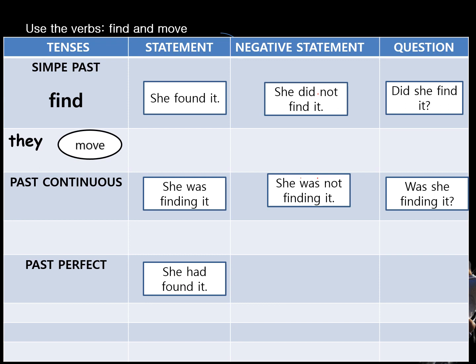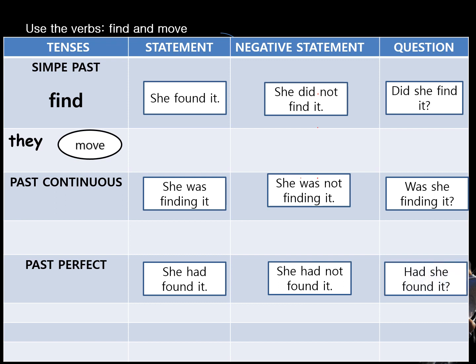So we say in the past perfect we use had plus the past participle form of the verb. So we say she had found it. Next, in the negative statement, we say she had not found it. So you have there the negative word not, and to make it a question we say had she found it. So same thing we did with the past continuous and the simple past. We interchange the places of the subject and the helping verb or the auxiliary verb.